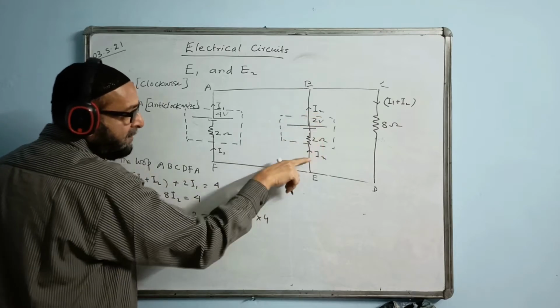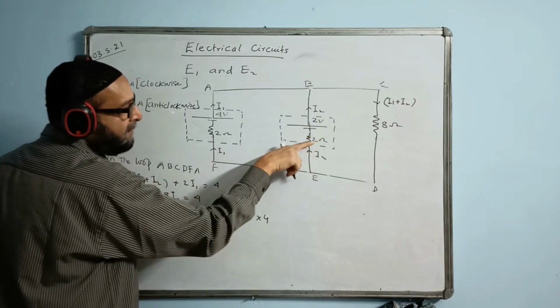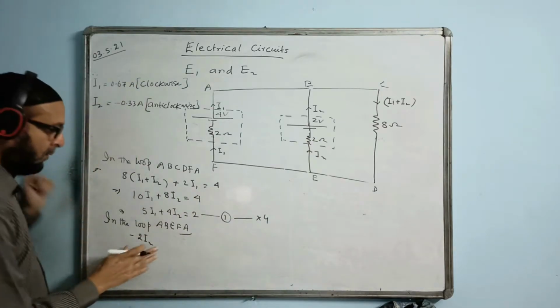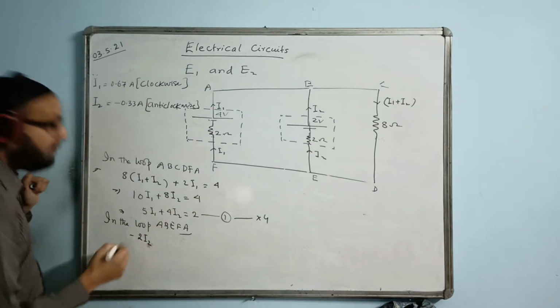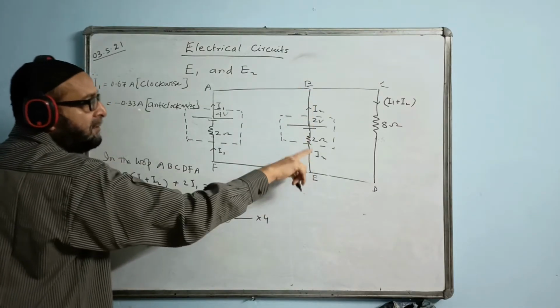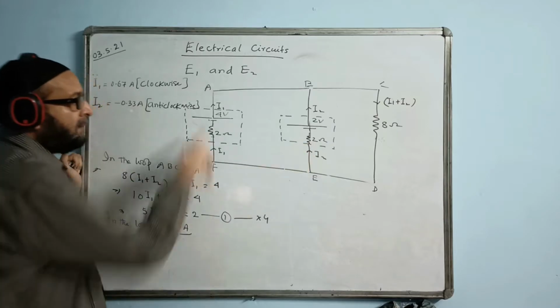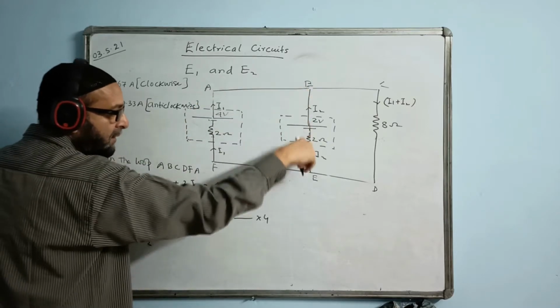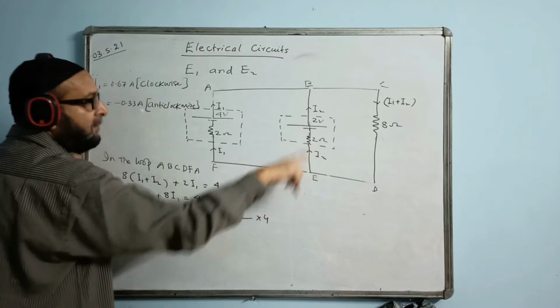This way I am taking, but whereas this current I2 is going this way, so the minus sign, minus 2 I2, I will write here minus 2 I2. Why minus 2 I2? Because I am taking the loop this way, where the current is going in this direction. Current and resistance to multiply. There was no resistance coming here. Resistance comes here, so minus 2 I2, opposite direction. Because current is going up and we are taking this way.